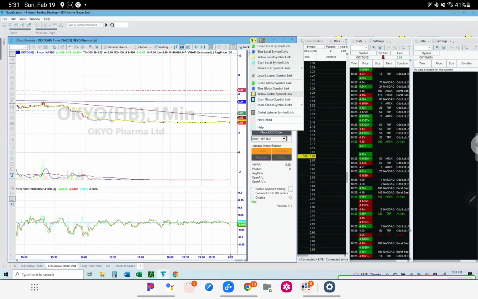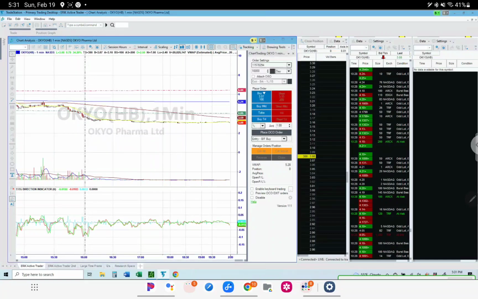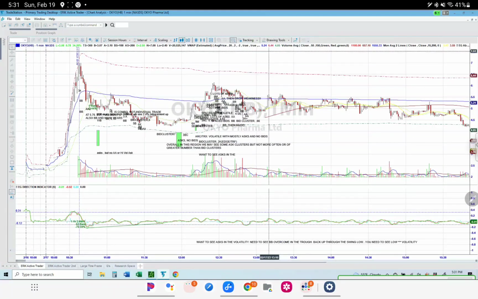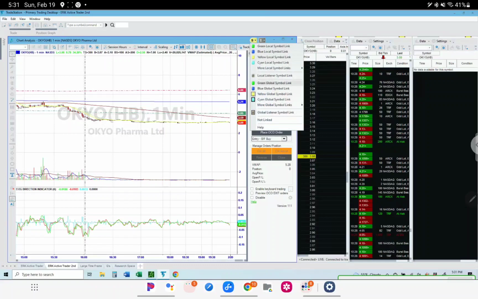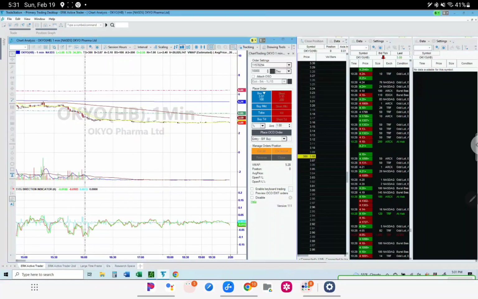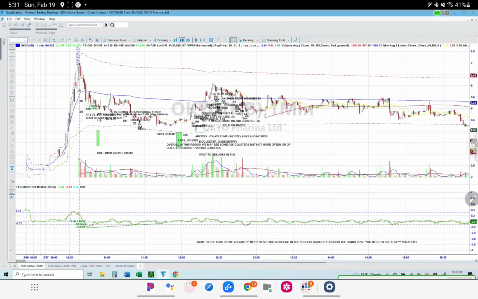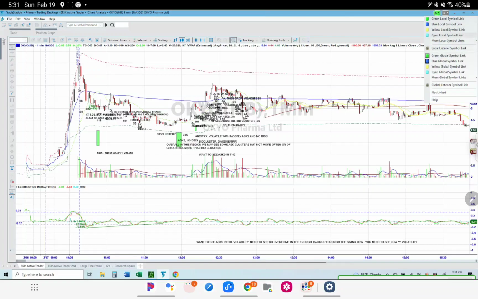Even though I linked both these workspaces with the yellow global symbol link, they should be linked. Well, I know they were linked before and it didn't show up. Let's see. I'm gonna link this one to the green symbol and see. I think that one's a local. No, that's a global. And it's global because this is rounded. If this was not rounded, if this was square, then it would be a local.